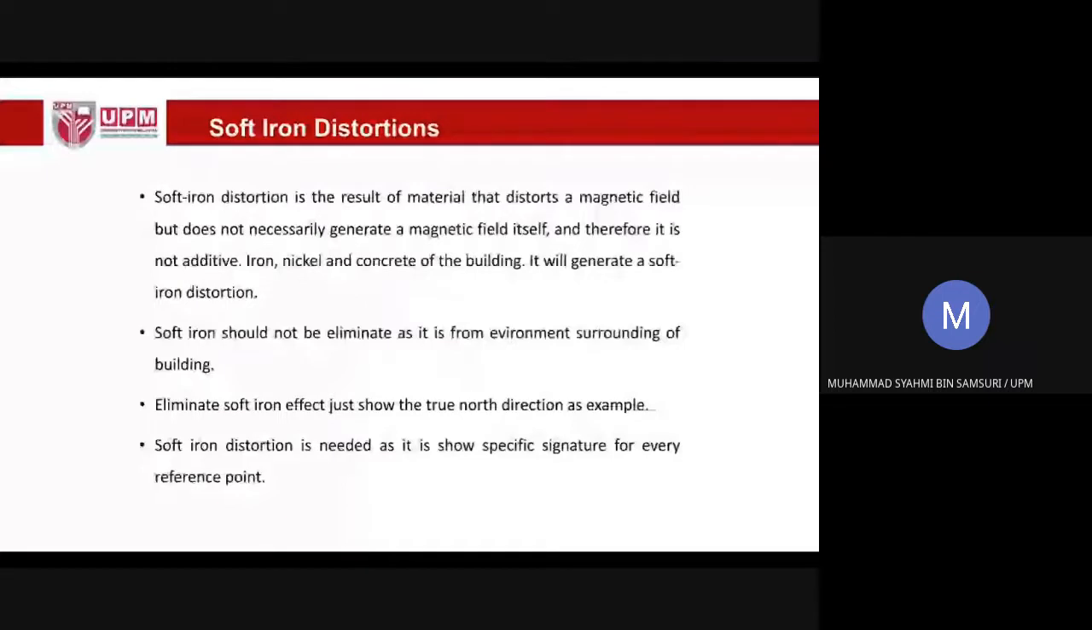Soft iron distortion is the result of material that distorts a magnetic field but does not necessarily generate a magnetic field itself, and therefore it is not additive. Iron, nickel, and the concrete of a building, for example, will generate a soft iron distortion. Soft iron should not be eliminated, as it comes from the environment surrounding the building. Eliminating the soft iron effect would just show the true north direction, for example. Soft iron distortion is needed as it shows a specific signature for every reference point on the map of the indoor location.